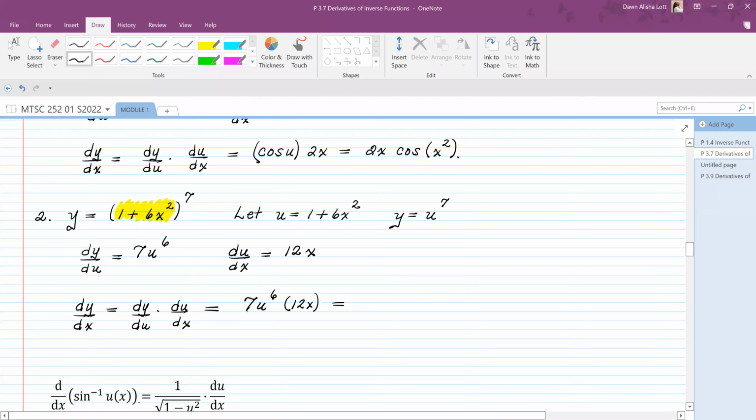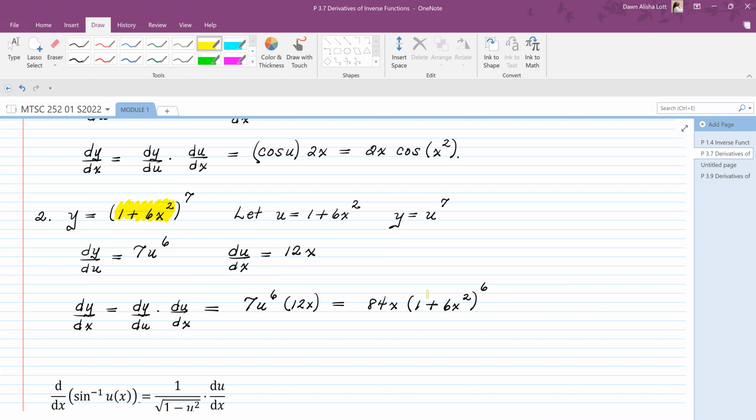So now this becomes 12 times 7, 84. I still have an x. And u to the 6th, what is u? u is 1 plus 6x squared, to the 6th power. So I have to make sure I put my u back in, just like I did over here. I put my u back in. Okay. So that's how the chain rule works.